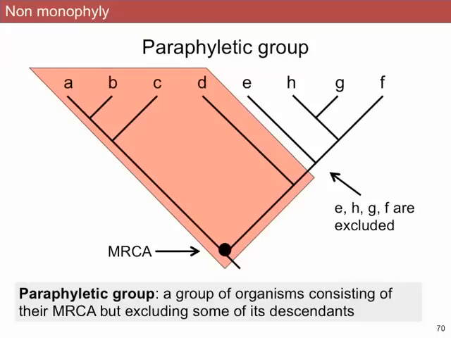So for this to be a clade or a monophyletic group, we would have to include A, B, C, and D, and we would have to include E, H, G, and F in that grouping for it to be a true monophyletic group. Since we've left out E, H, G, and F, this is a non-monophyletic group. And an example of something like this would be, as you will see later, reptiles.